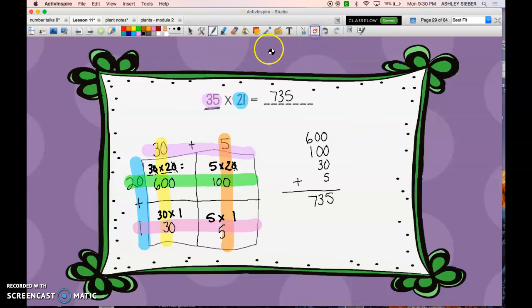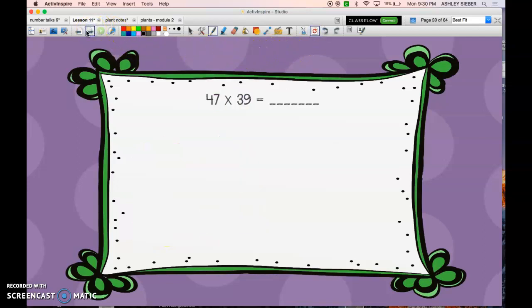All right, let's try another one. This time we're going to multiply 47 times 39. Remember, we're drawing more of a box this time because we're going to be breaking up both factors. I'm going to draw a square. I'm going to start with 47. It can go on the side or the top, but the 4 and the 7 have to go together. 4 is in the tens place, so it's worth 40. And 7. 47 is the same as 40 plus 7.